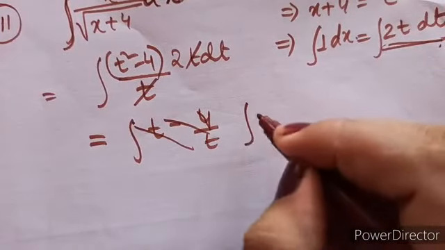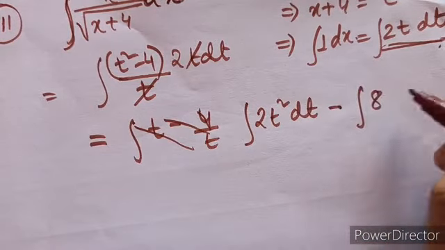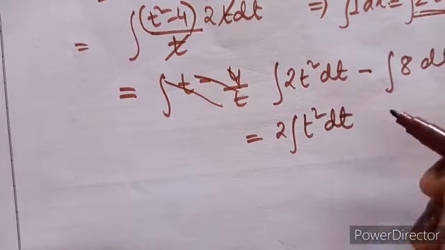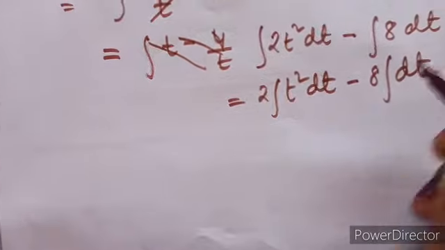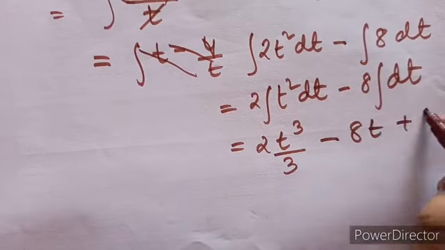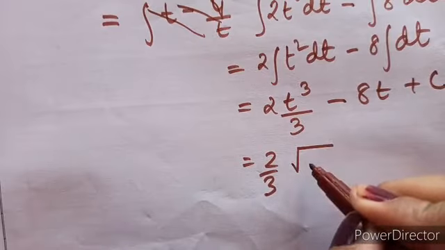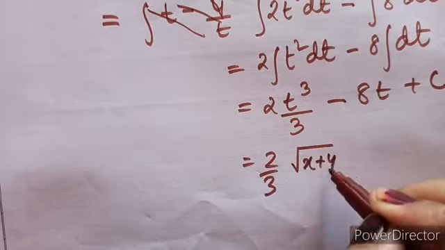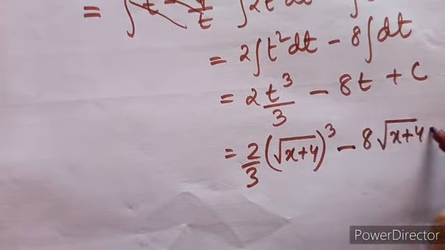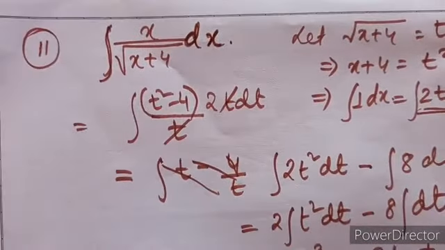So this will be simply integration 2t square dt minus integration 8 dt. So here I can write 2 times integration t square dt minus 8 integration dt. That will be t cube by 3 minus 8t plus c. That is 2 by 3. In place of t, I can write (x plus 4) whole cube, sorry, root (x plus 4) whole cube, minus 8 root x plus 4 plus c. So this is the output of your question number 11.